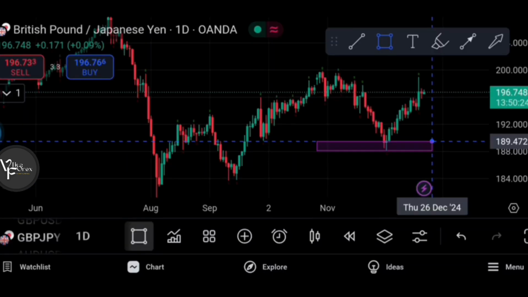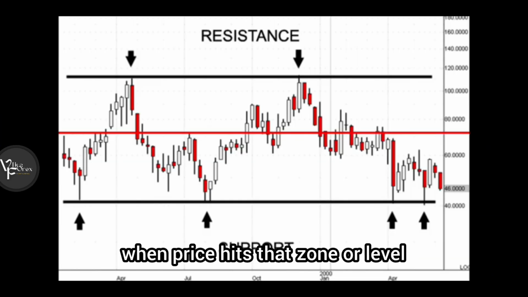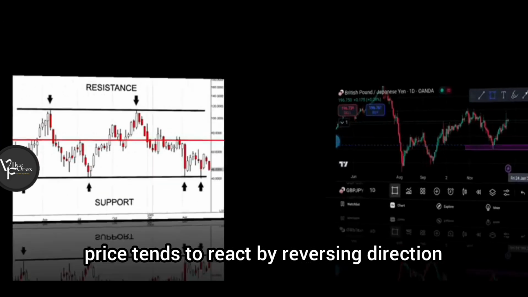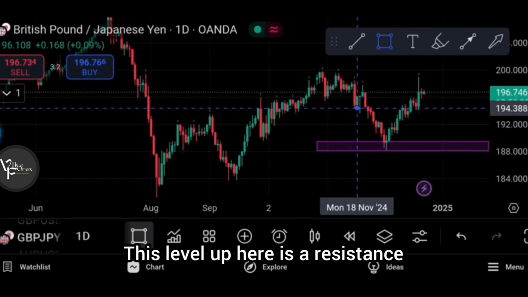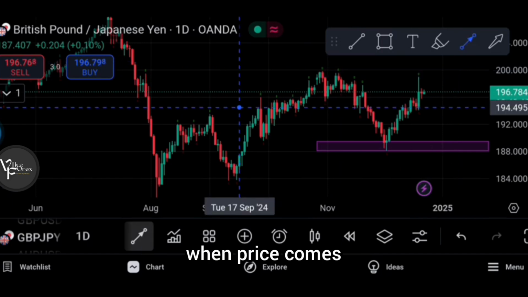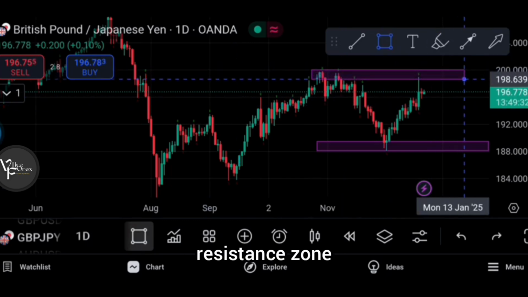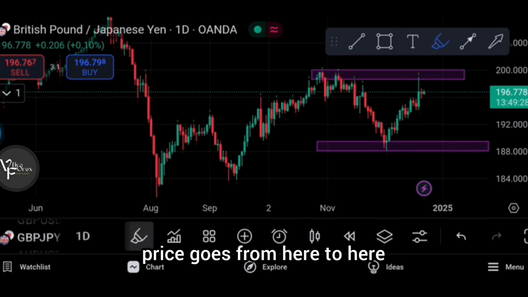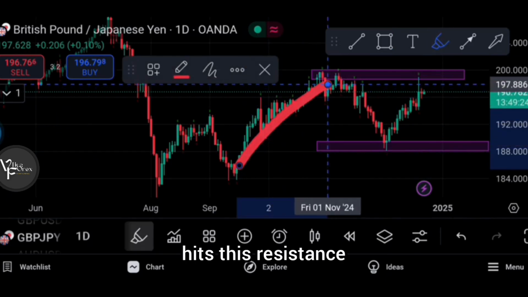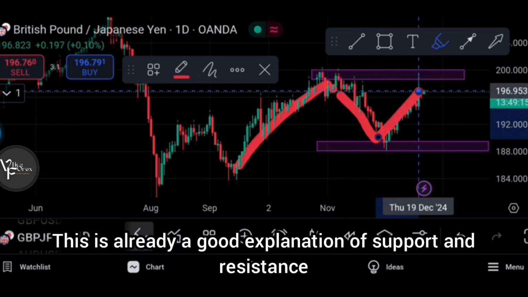But for resistance, it is a price level where, when price is going up and hits that zone or level, price tends to react by reversing direction. This level up here is a resistance. In the short term, support is like the ground for price. So this is the resistance zone. Price moves from here, hits this resistance, then hits this support and then moves up. This is already a good explanation of support and resistance.